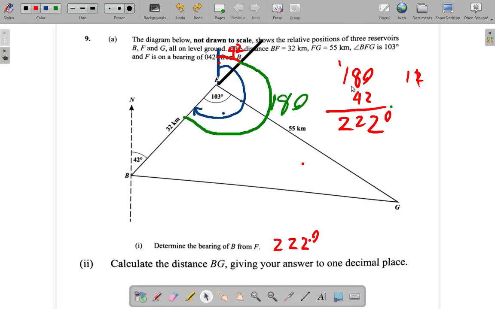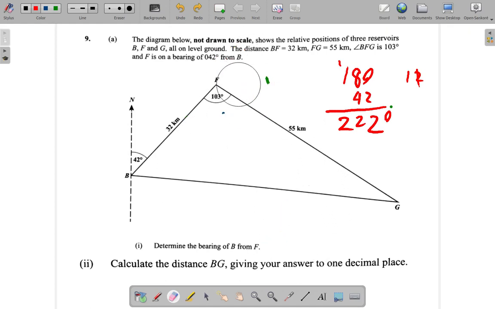Okay, a while ago, we found the bearing of B from F to be 222 degrees. Now, let's get rid of the rough work. I don't know if you're going to need this bearing, so let me not rub it out yet. It says, calculate the distance BG, giving your answer to one decimal place.